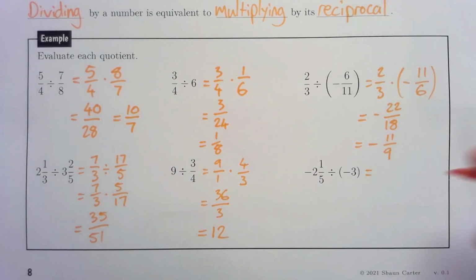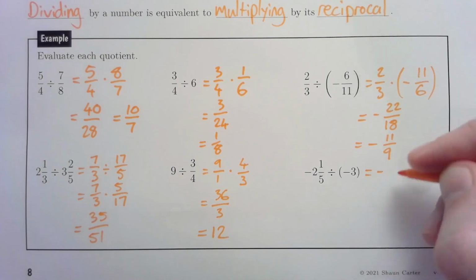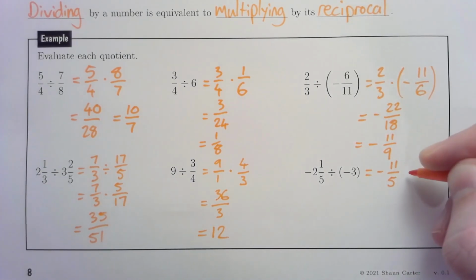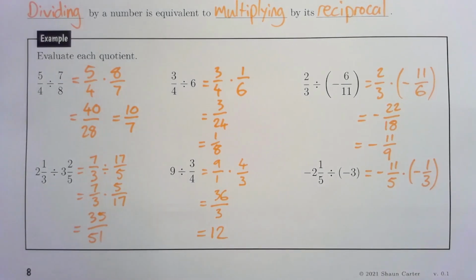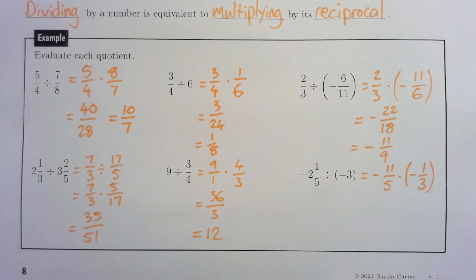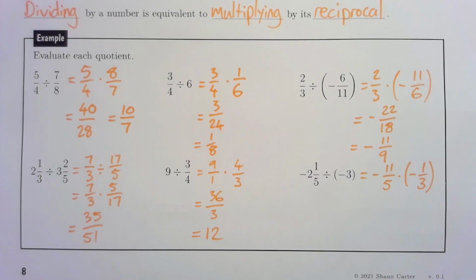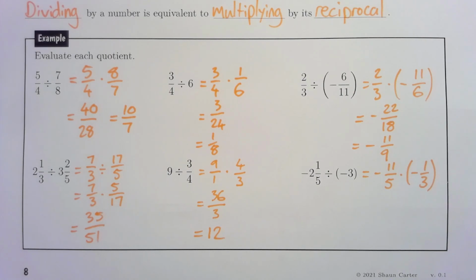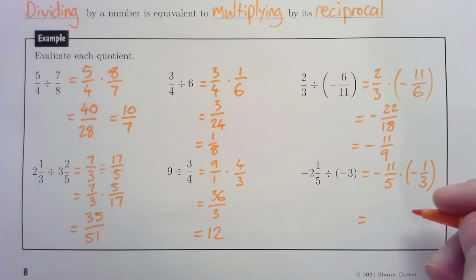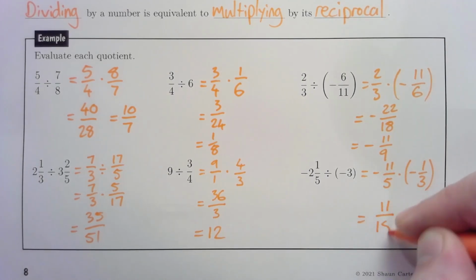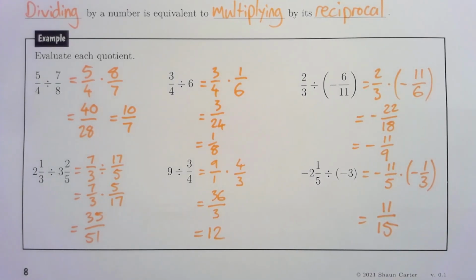Then if we have -2 1/5 divided by -3, so this seems complicated because it's a mixed number divided by an integer. However, we can write our mixed number as the improper fraction, -11/5, and we can take the reciprocal of our -3 as -1/3. Multiply these together. Negative times a negative means we have a positive result, and we have 11/15.